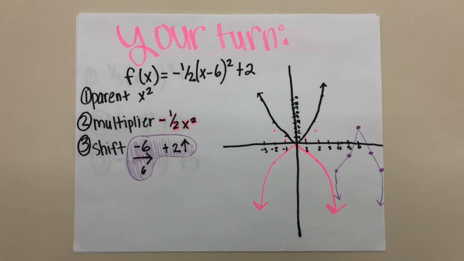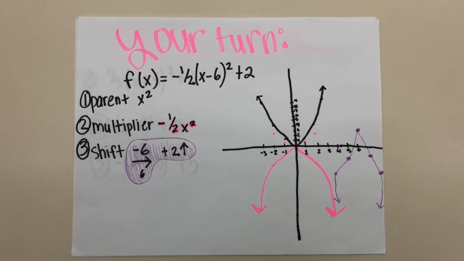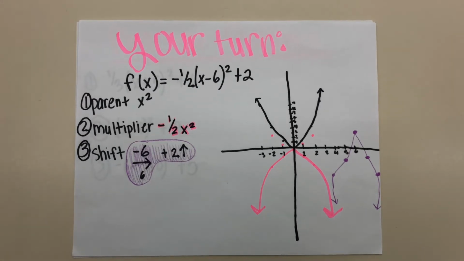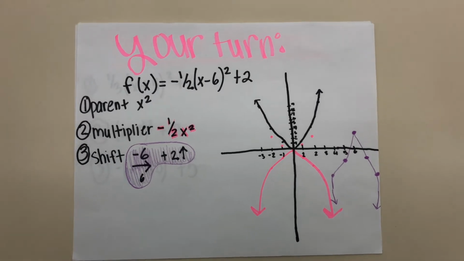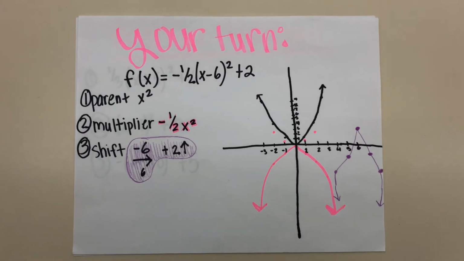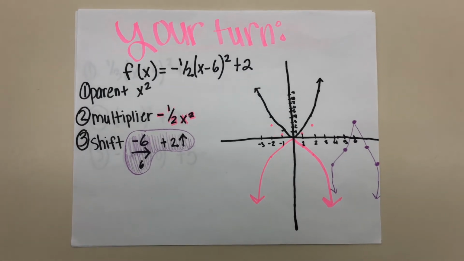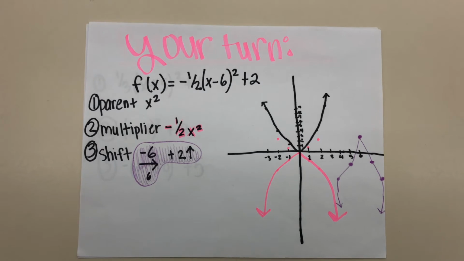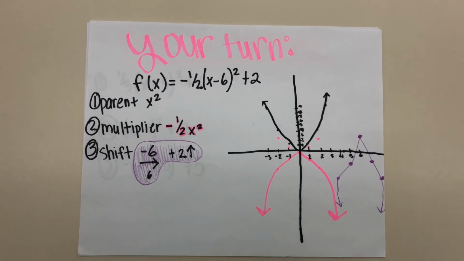So here's your example. Number 1, the parent function, in black, is x squared, which points up. Number 2, the multiplier, is -1/2 x squared, which points down. It's in pink. And for number 3, you shift right 6 and up 2, which is in purple.